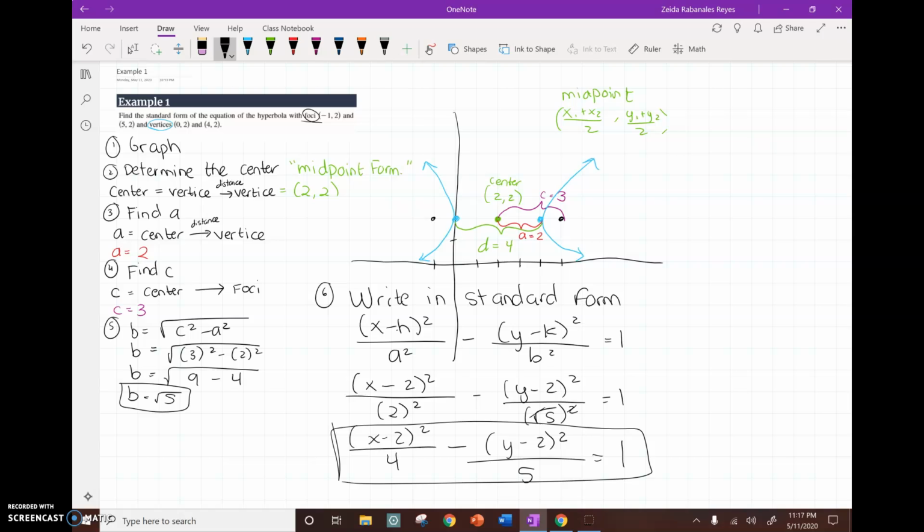And there you go. Alright, go ahead and try number 1. Make sure that you type your answers into the Google document. And now we are moving to example 2.